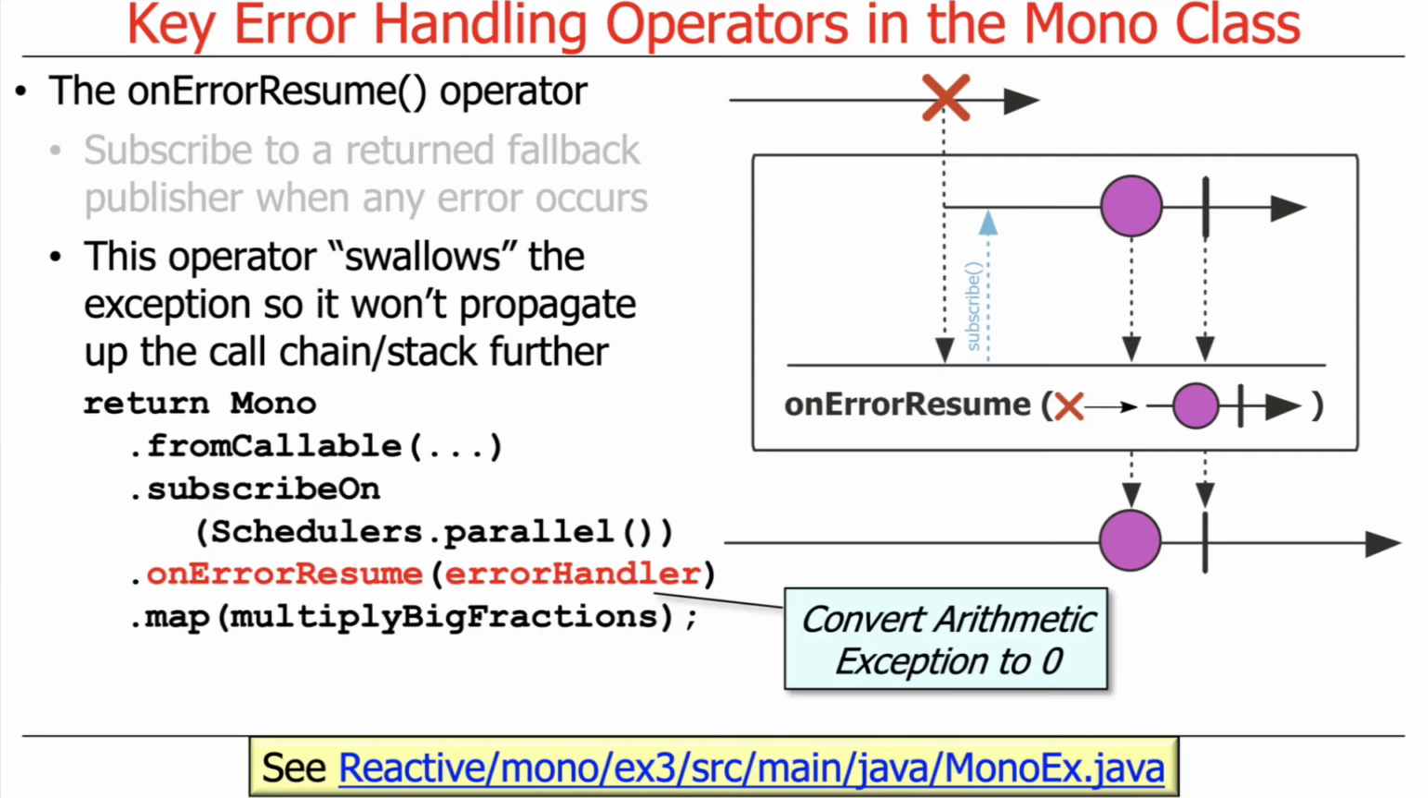Here's a very simple example. We have a fromCallable, which might do something like divide by 0. We schedule that to run in the background in a parallel thread context. And if for some reason it happens to divide by 0, it'll throw the ArithmeticException, and we have an error handler here that's going to convert the ArithmeticException to 0. We'll take a look at that when we look at the case study in a little bit.